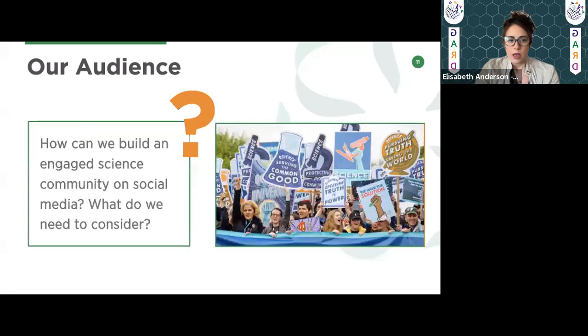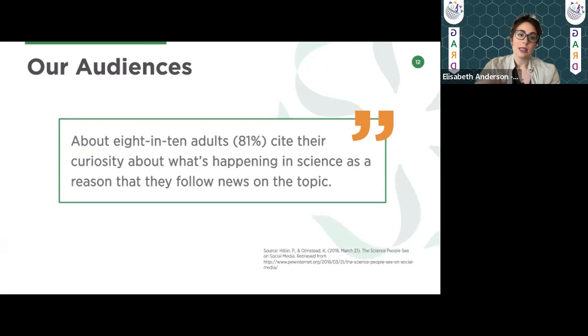So how can we build an engaged science community on social media, and what do we need to consider? To build an engaged community, we need to know more about the individuals who follow science-themed social media accounts, and we need to understand their why. There is a why for a lot of this. About 8 in 10 adults, 81%, cite their curiosity about what's happening in science as a reason they follow news on the topic. We're starting to see this shift a little bit related to the pandemic. People were like, okay, science is clearly important in some way because it's impacting my health. But at the end of the day, we're still looking at right around 81%.